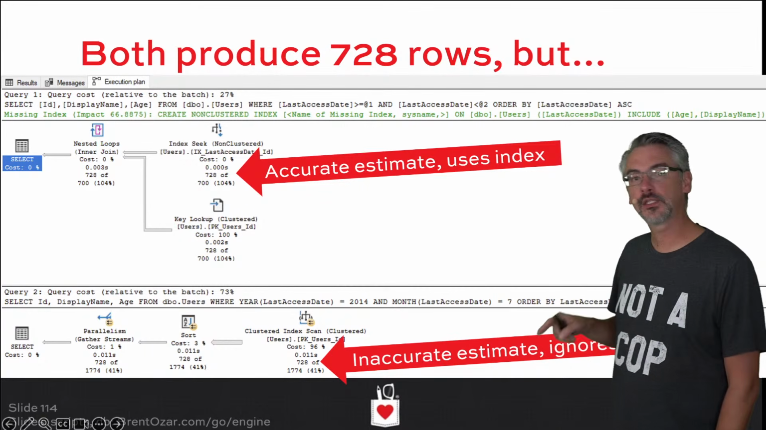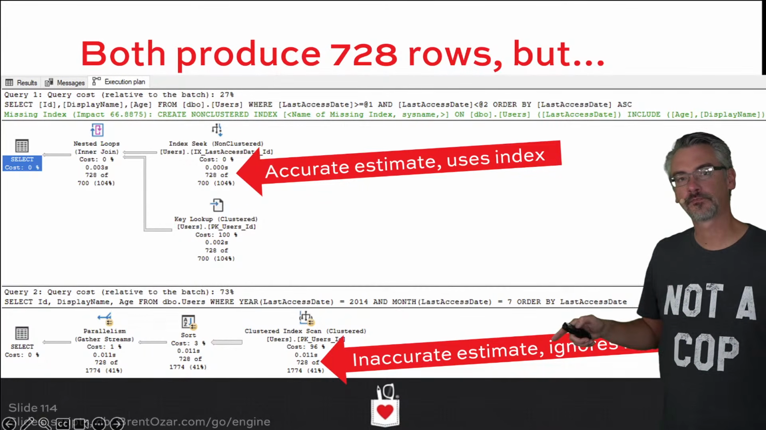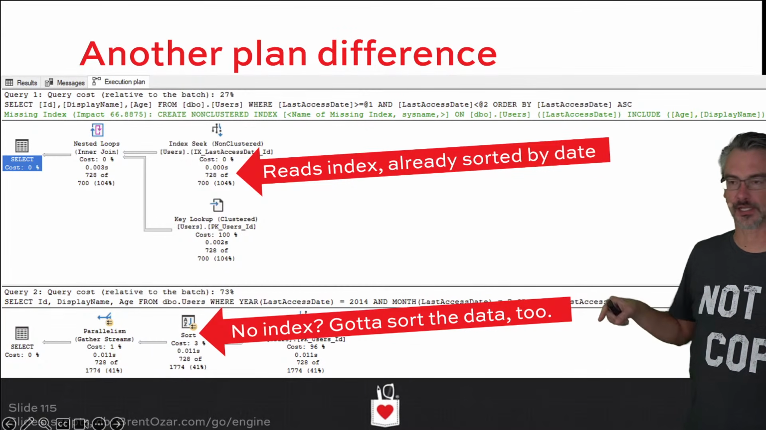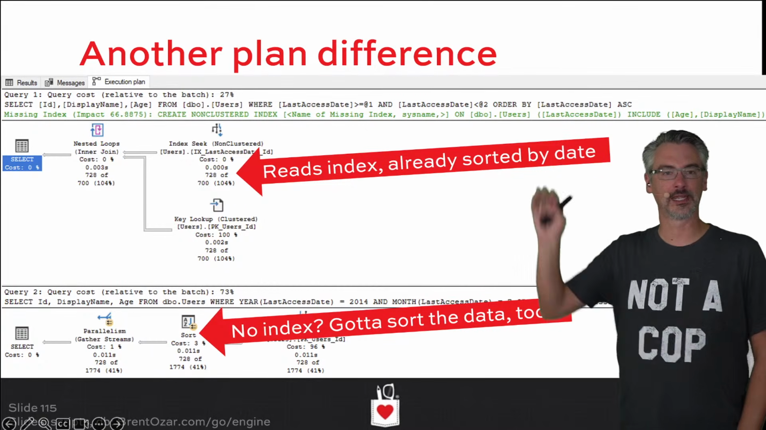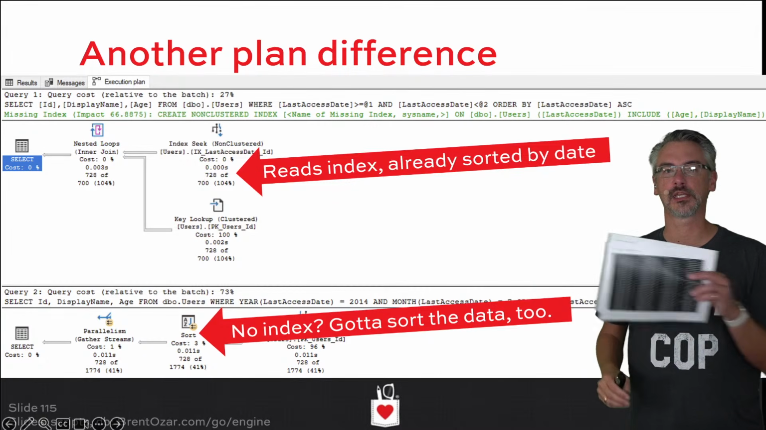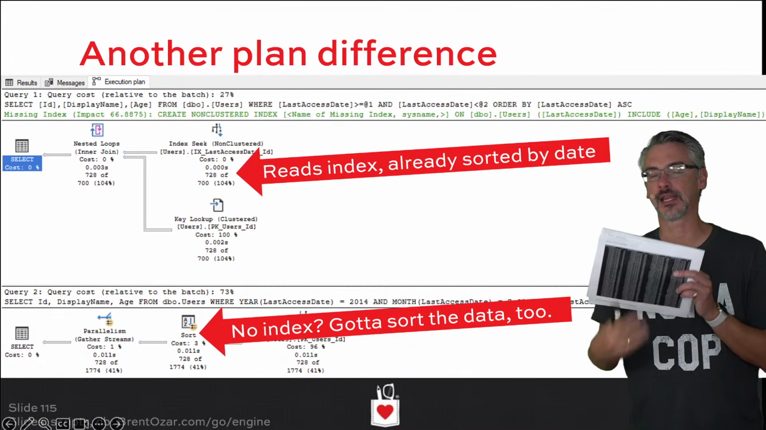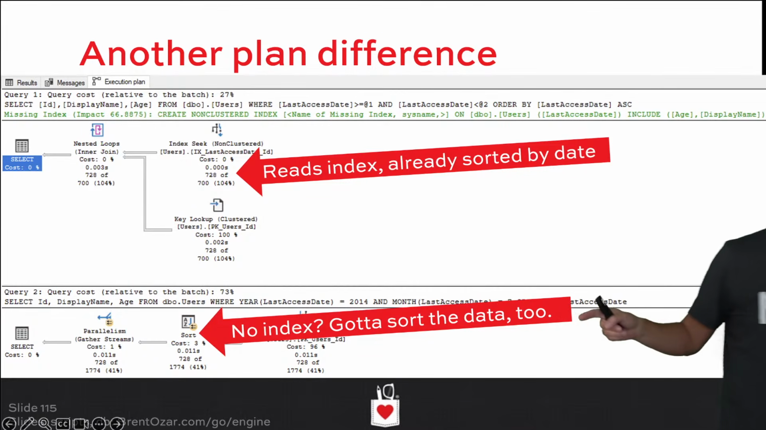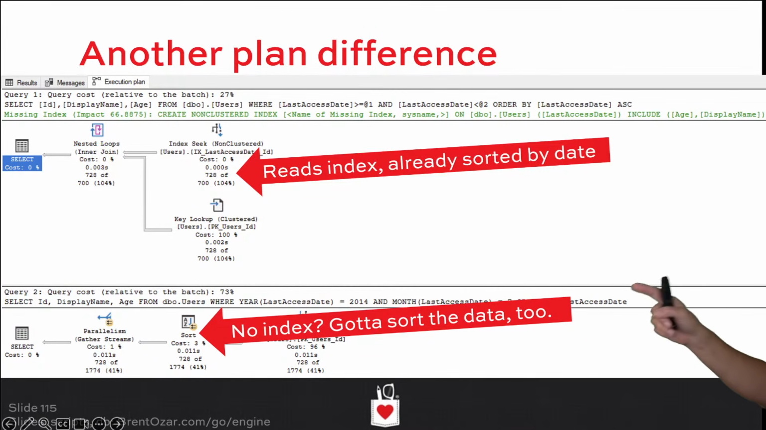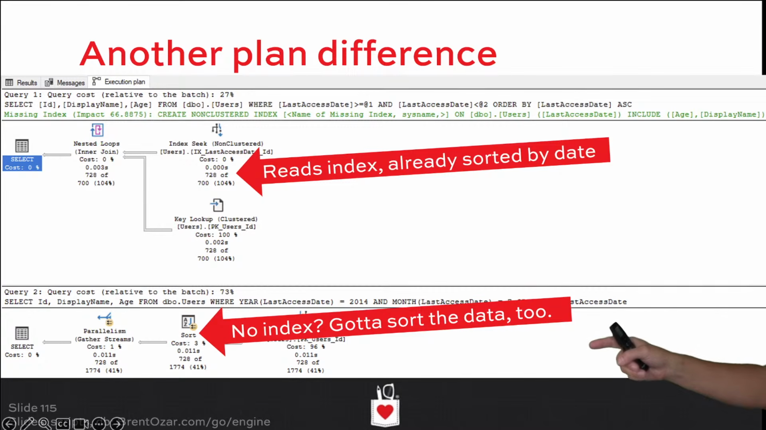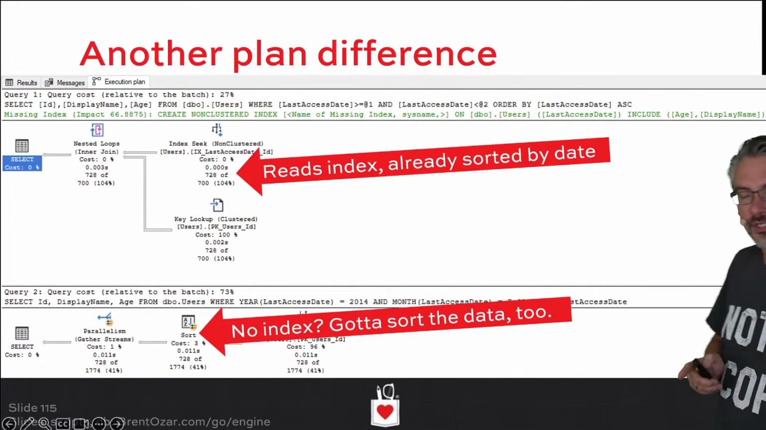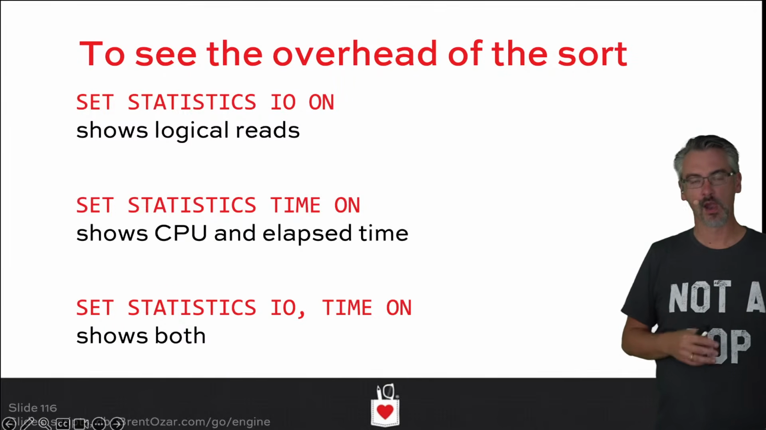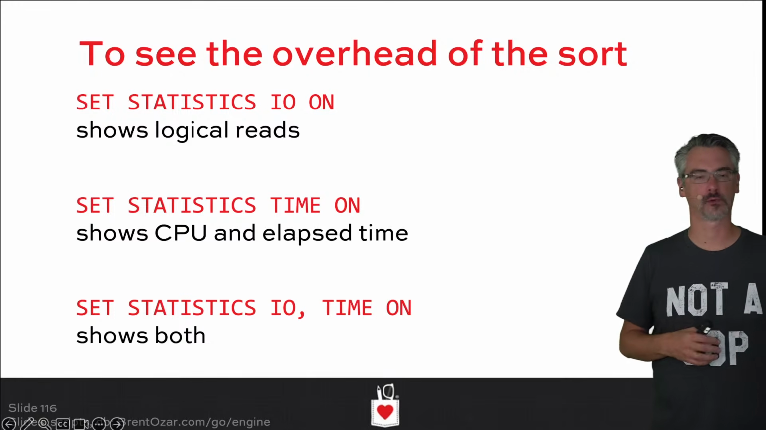Also, because this estimate is wrong, these two execution plans are different in another way. The top one, because it has the index that's already sorted by date, there's no sort in this execution plan. In this one, because SQL Server used the clustered index instead, SQL Server scanned the whole table and then had to sort the data.